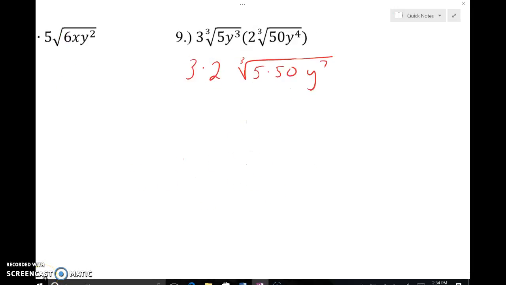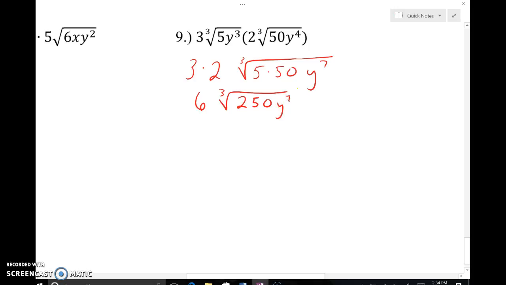Now the cube root example, and what I've already started with was the basic multiplication. We did the coefficients times the coefficients, and since we're working with two of the same root, we did radicand times radicand. I went ahead and added the exponents for the y's. 3 plus 4 is 7. So now I'm just going to do the multiplication. 3 times 2 is 6. And then I've got the cube root of 250 y to the 7th.